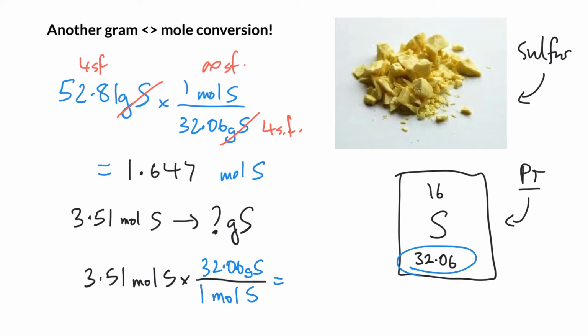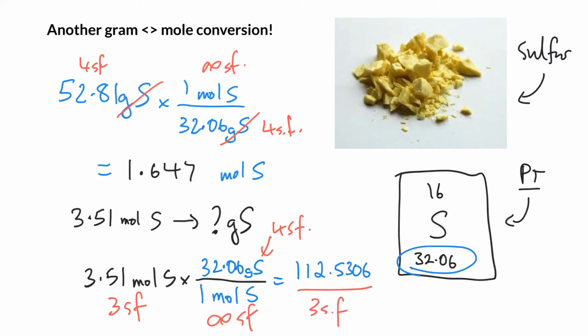And my calculator says that is 112.5306, and so on. So what do we want here in terms of significant figures? We have 3 and an infinite number here, and up here they have 4. So clearly we need our answer to have only 3 significant figures. So we keep the 1, and the 2, and we chuck away the 5. But because we're chucking away a 5, that means the number next to it gets rounded.